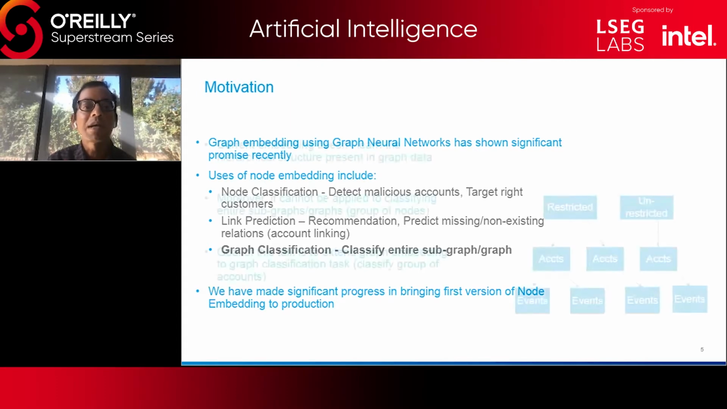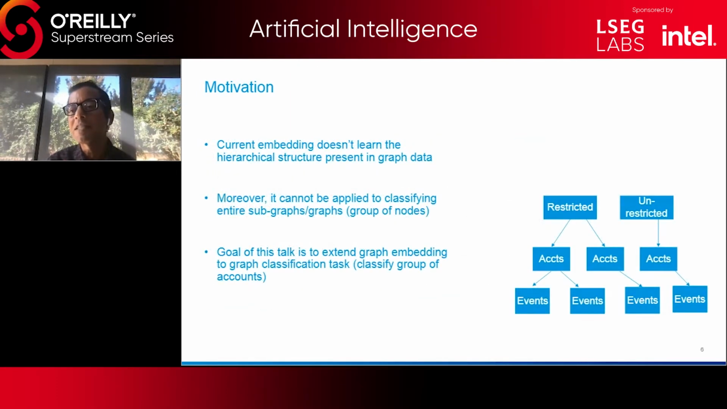There are several advancements, and I would say it's a growing area in graph neural networks. The current embedding, used to come up with the feature vector representation for each node, doesn't take into account the hierarchical structure present in data. Actually, data, especially our financial data, is inherently hierarchical.